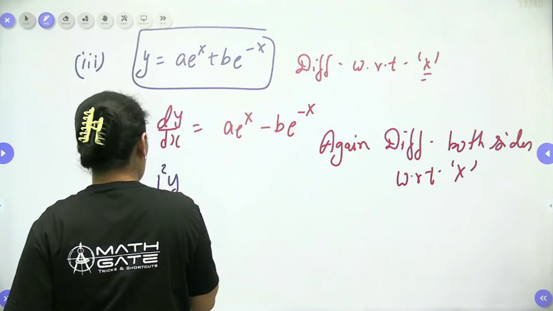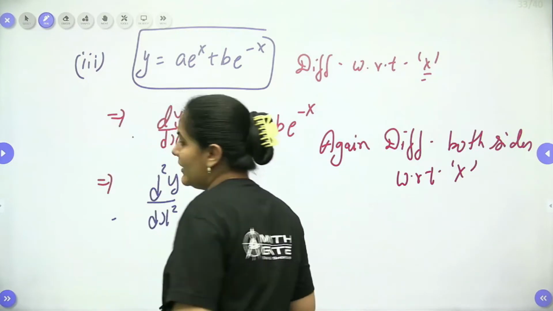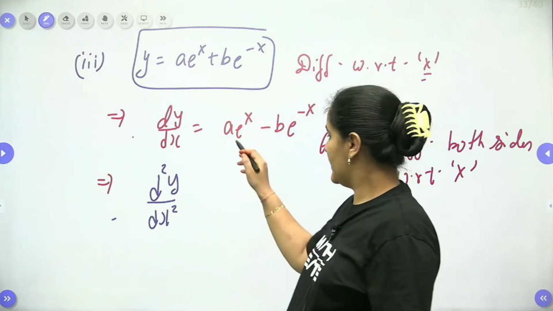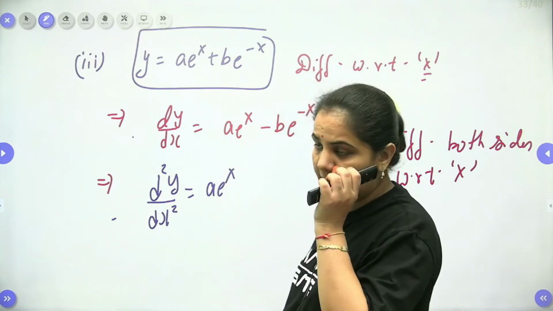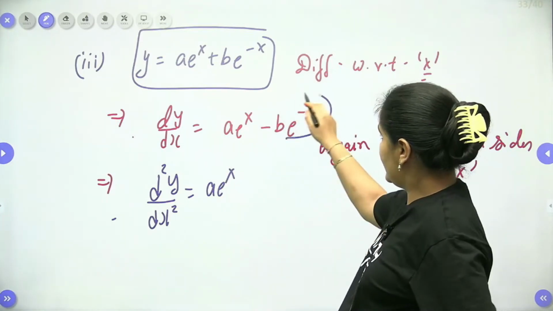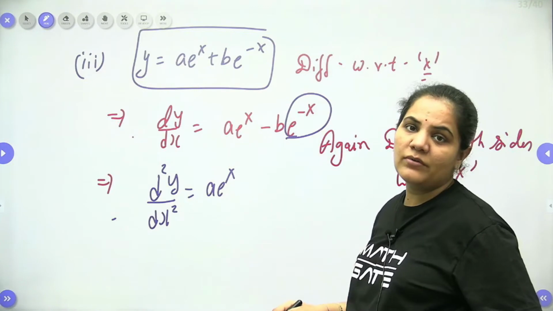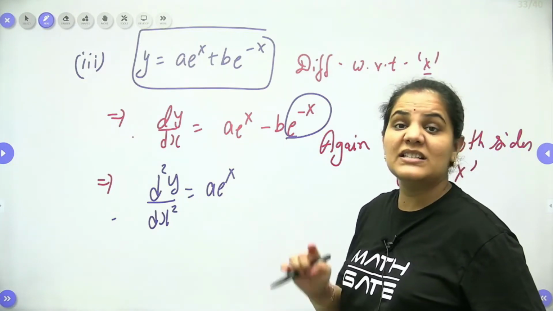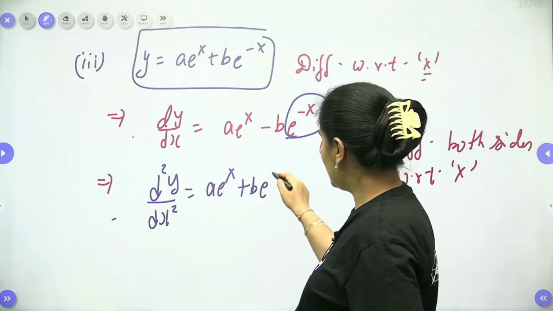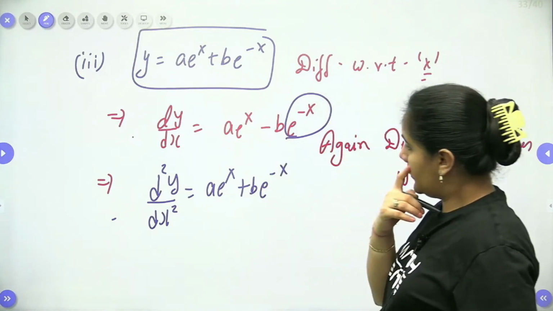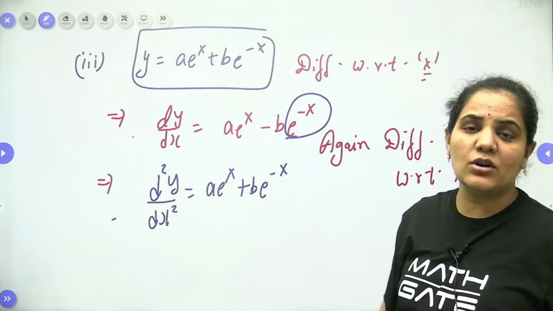The differentiation of dy by dx will be d2y by dx2 only, dear students. Yes. So when you differentiate it, it will be a e to the power x only. Yes, exactly. When you differentiate e to the power minus x, we know very well the differentiation of e power minus x is minus e power minus x. So it will become minus minus plus b e to the power minus x. Now you will say, ma'am, still the arbitrary constants are there.